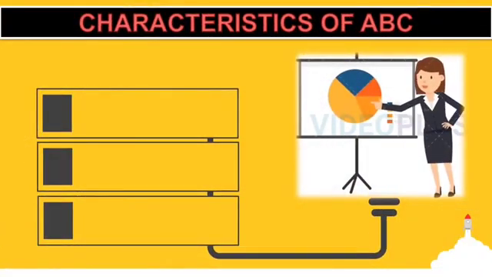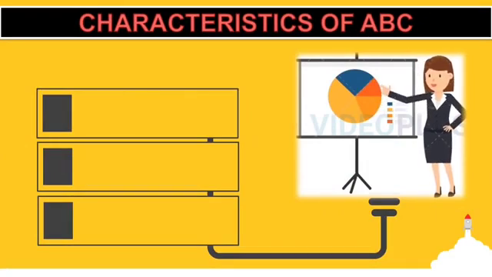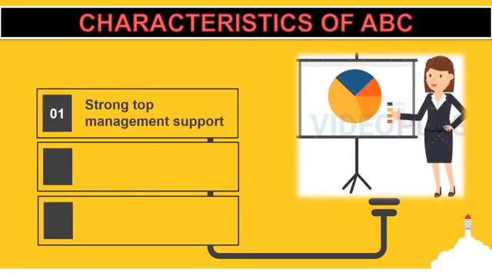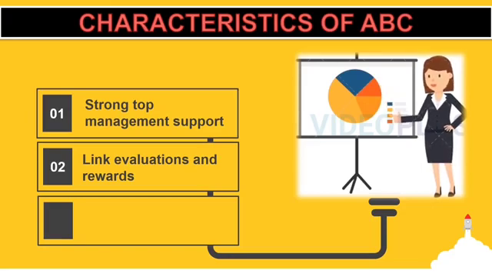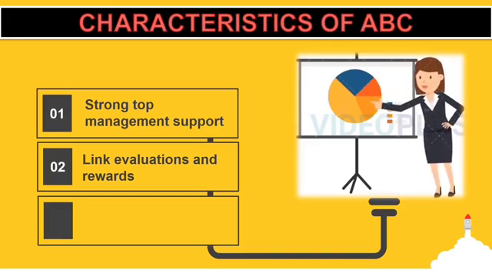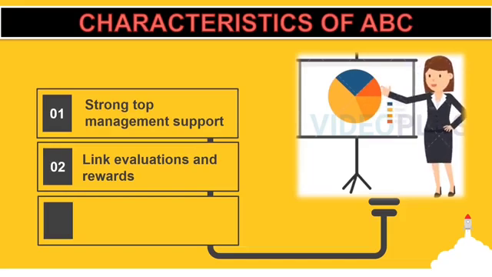Next, the characteristics of the ABC method. Firstly, there should be strong top management support. Without a leader from top management, some managers may not be motivated to embrace the need to change. Second, top managers should ensure that ABC data are linked to how people are evaluated and rewarded. If employees continue to be evaluated and rewarded on traditional or non-ABC cost data, they will quickly get the message that ABC is not important and they will abandon it.